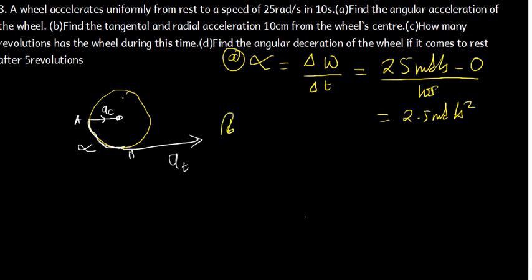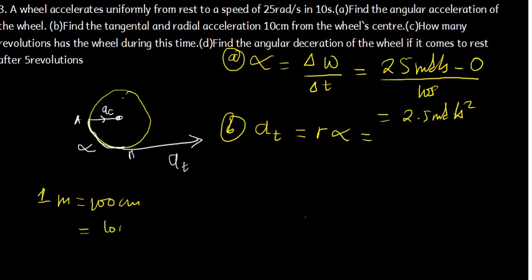Alright, part B. We want to calculate the tangential and radial acceleration. Starting with the tangential: tangential is also just referred to as linear acceleration. Anything linear is just multiplying radius by the angular term. The radius in this case is 10 centimeters from the center. So convert 10 centimeters to meters. 1 meter is 100 centimeters.